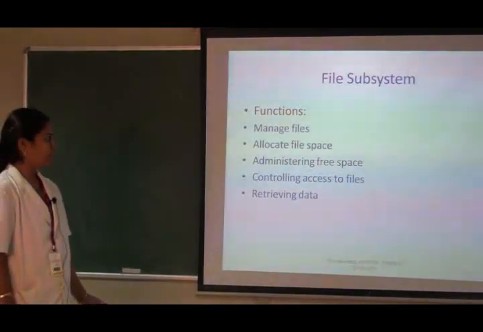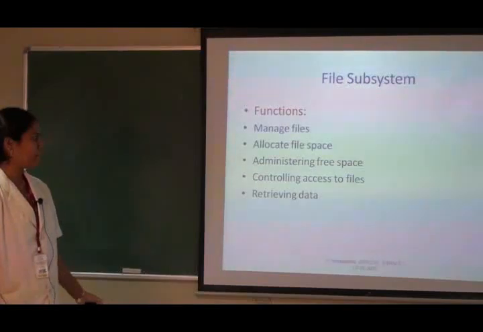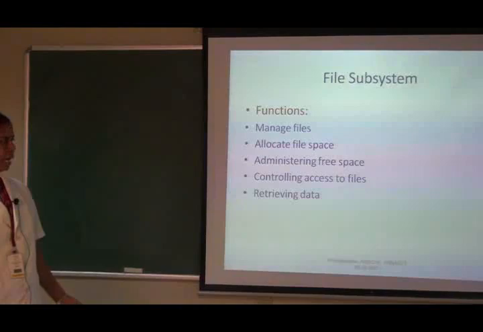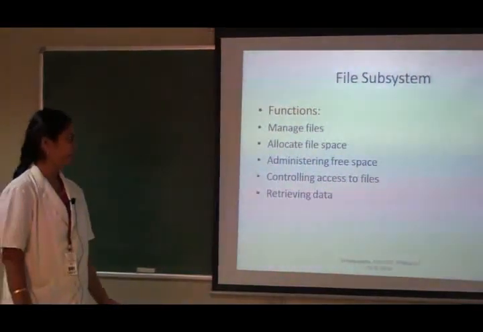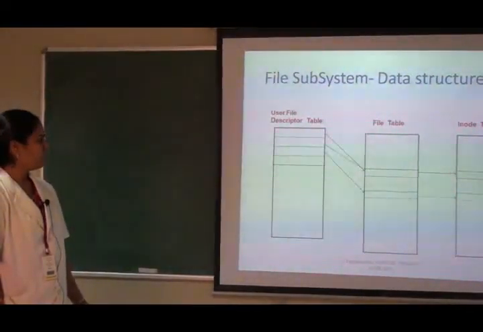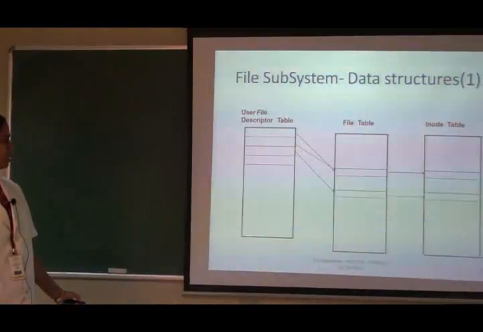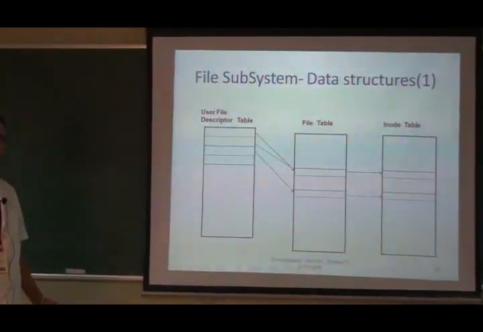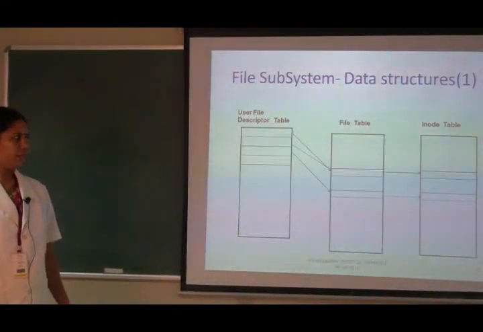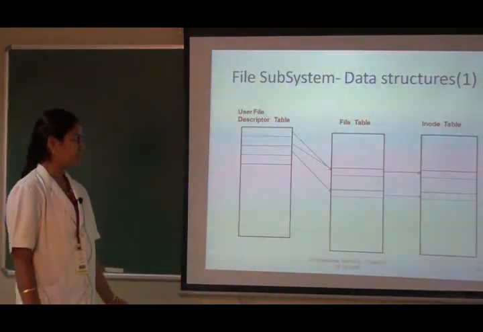And then we will see about the file subsystem. The file subsystem is used to manage files, allocate file space, administer free space, control access to files, and retrieve data. The data structures used in the file subsystem are the user file descriptor table, file table, and inode table. The user file descriptor table is a per process table. File table and inode table are global tables. The user file descriptor table is created for every process.